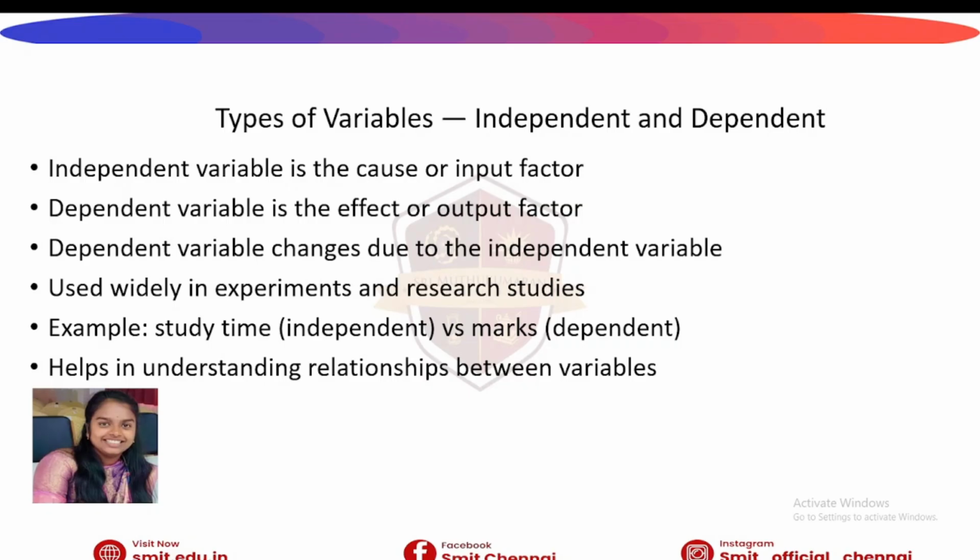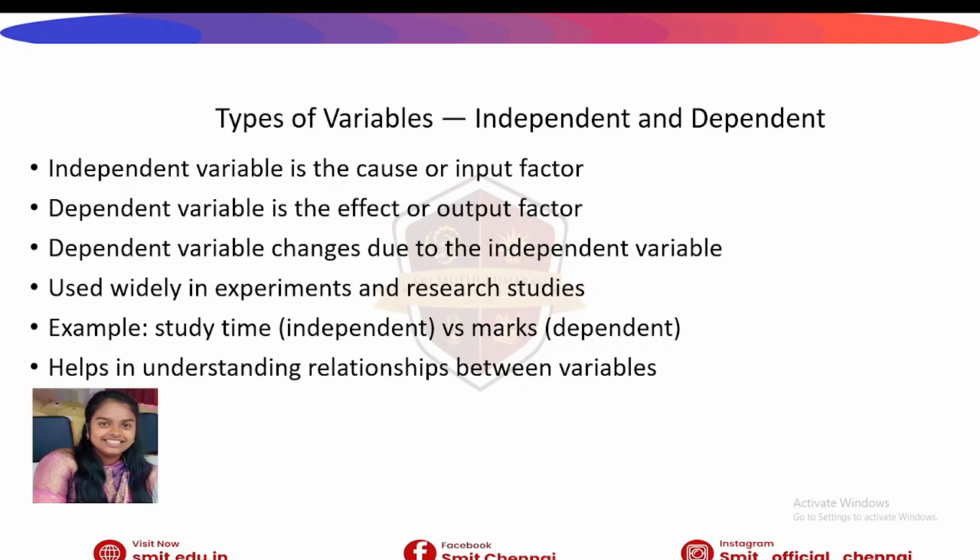Examples: study time versus marks. In this, study time will be independent and marks will be dependent. This helps in understanding the relationship between variables. Clearly, we can see that the independent variable is changed, controlled, or selected by the researcher. It influences or predicts another variable, also called predictor or input variable. Example: study hours, temperature, or advertising budgets all come under the independent variables.